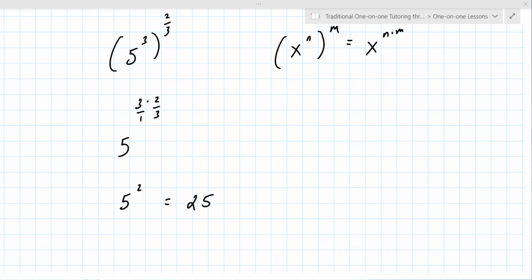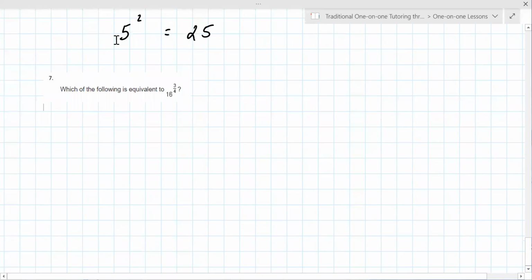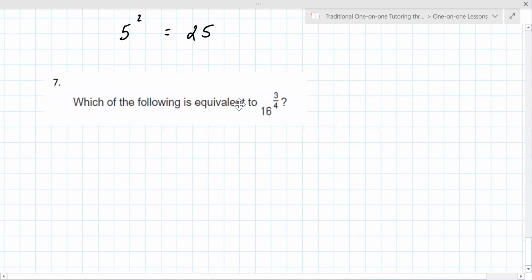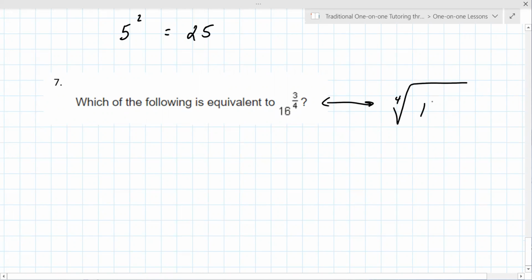Okay, so let me go back to your assignment and continue with that. Let's go to 7. 7 will make a lot of sense now that we have looked at that particular problem. Okay. So this is kind of the same deal. What you could do, and this isn't wrong, it's just not preferred, is you could say, well, what's the 4th root of 16 cubed? And to me, this is like spaghetti. It's just way more confusing.